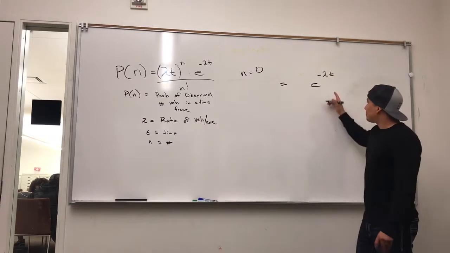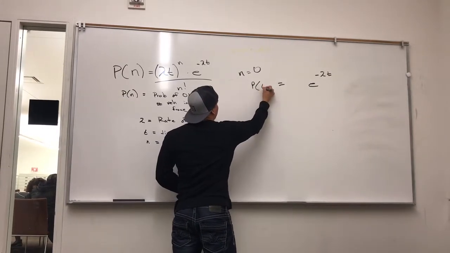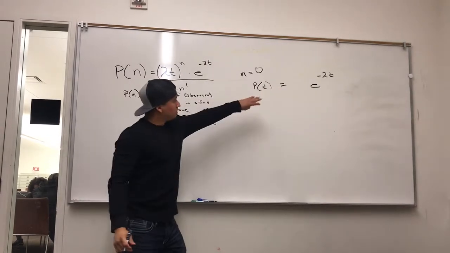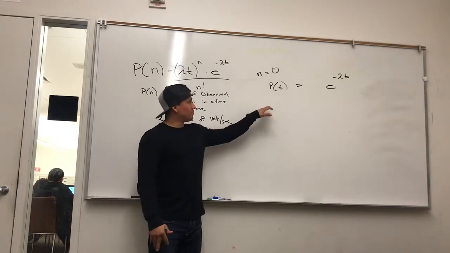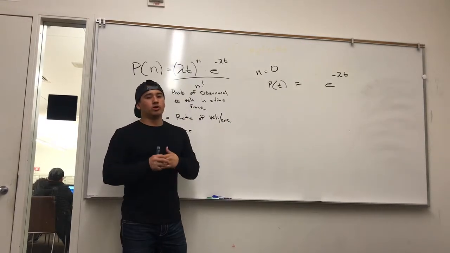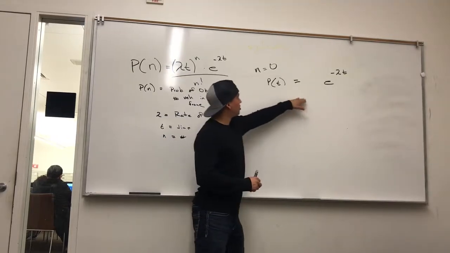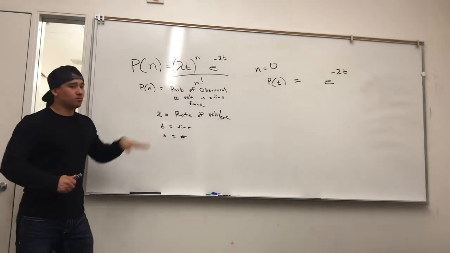And this probability will be a certain amount of time where no cars will pass by. So having this equation and this equation, we can now move on to examples.